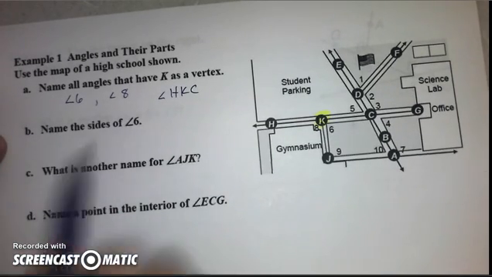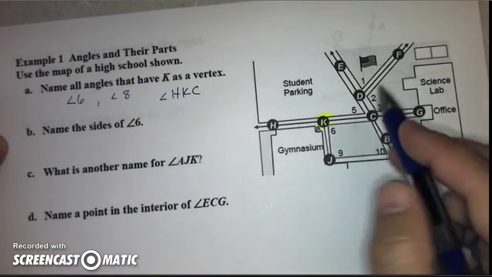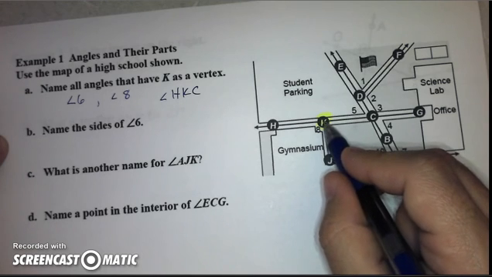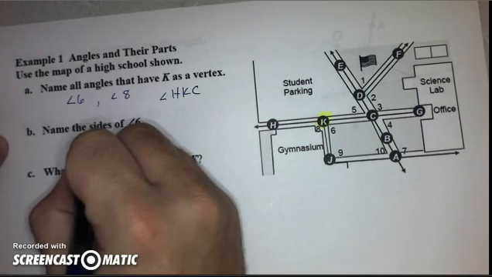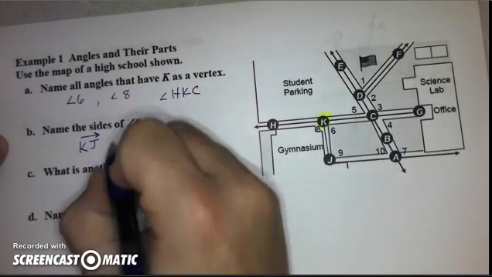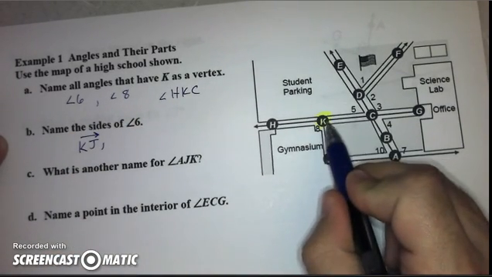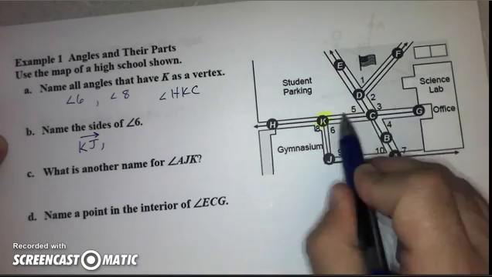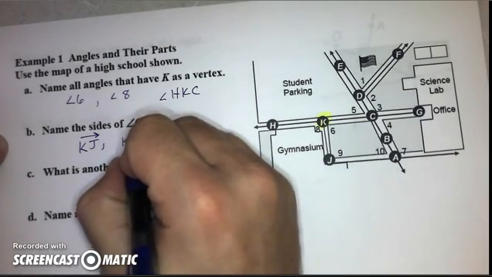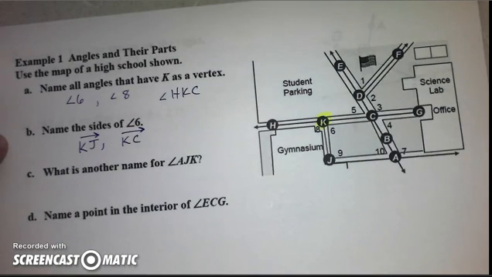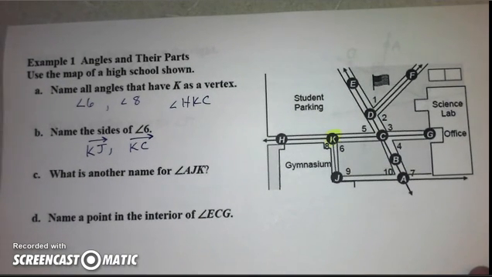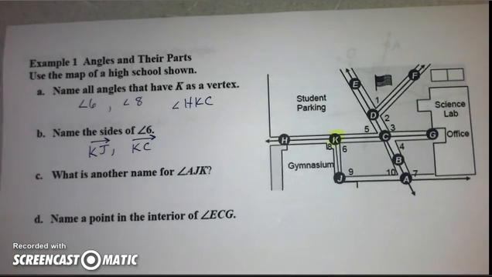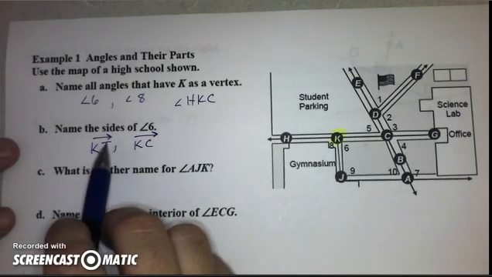When we have opposite rays that form a straight line, we can also call that a straight angle. We want to name the sides of angle 6. We've already been kind of looking there. One side of angle 6 is ray KJ. K is the vertex, so K is your endpoint of your ray. And then the other side of angle 6 is ray KC or KG. We'll call it KC because that's the closest. All right? Those are the sides that form angle 6. Sides of an angle are either segments, or most of the time we will consider those to be rays.